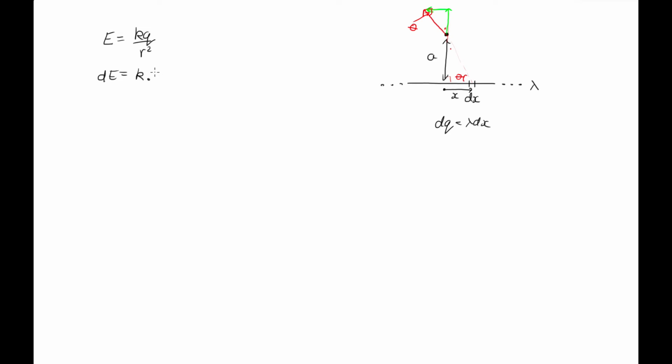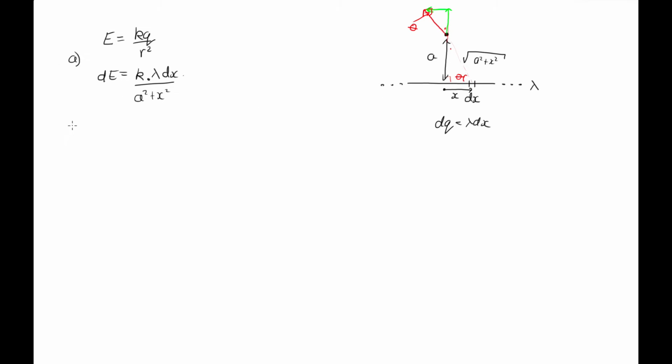So we've got times lambda dx, and then we need to divide by the distance squared. So you can see from Pythagoras' theorem that the length of this side here is the square root of a squared plus x squared. So when we square that, we get rid of the square root. So it's divided by a squared plus x squared. So that's the magnitude of the electric field at this point due to just this one little increment.